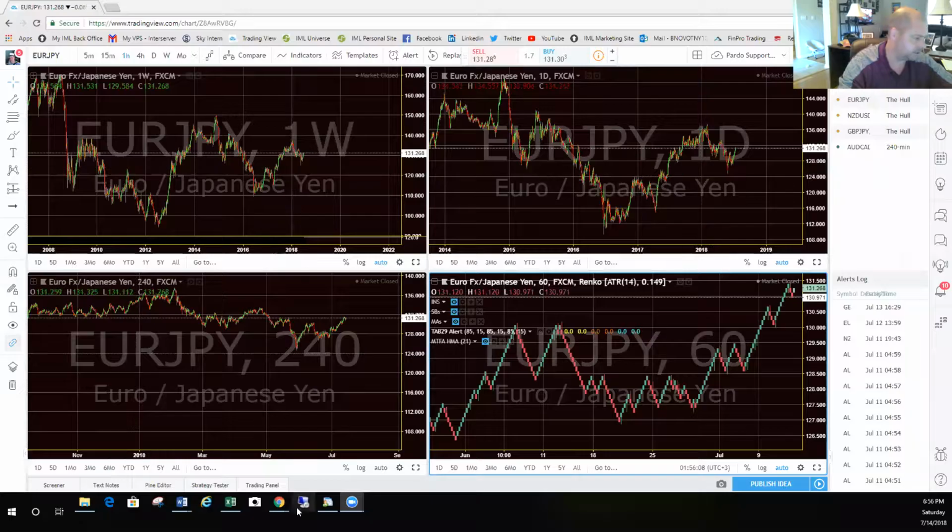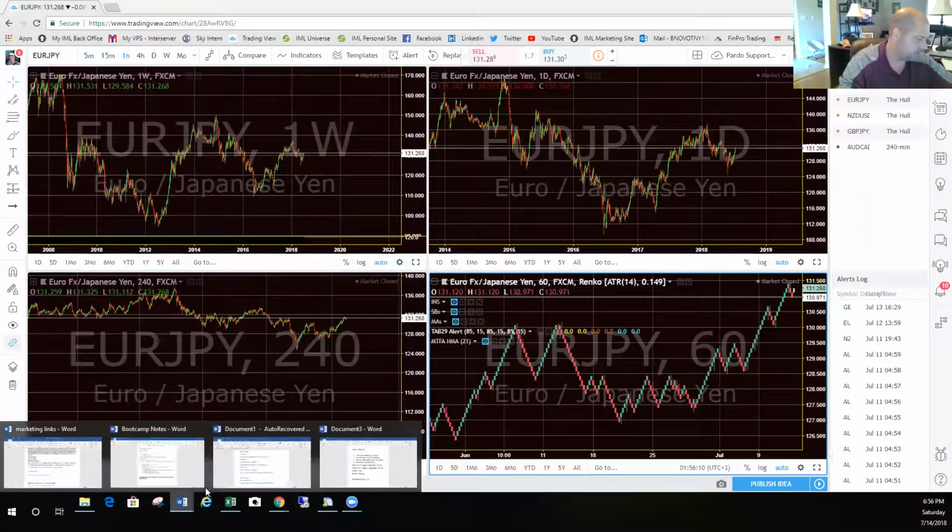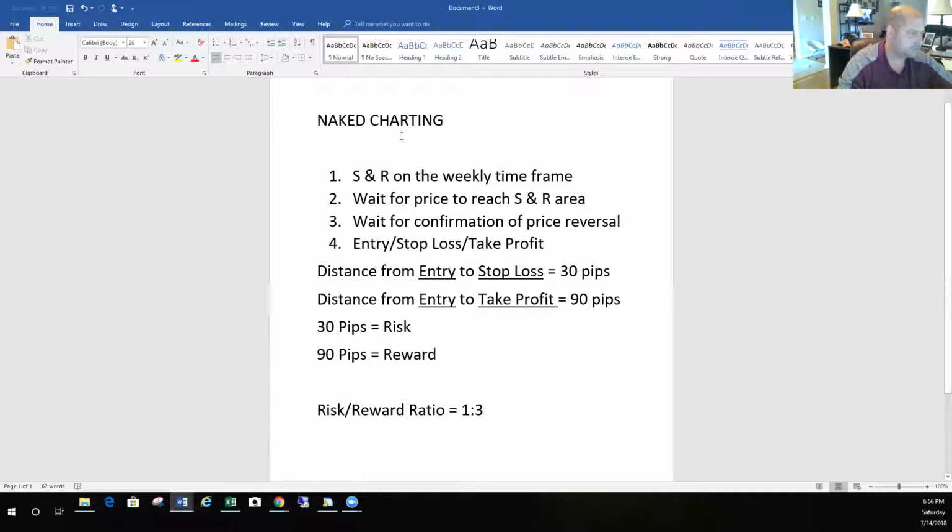So this is real quick. I want to actually show you this that I put together. This is just my quick little write-up on naked charting and the steps that you want to look at before taking the trade.